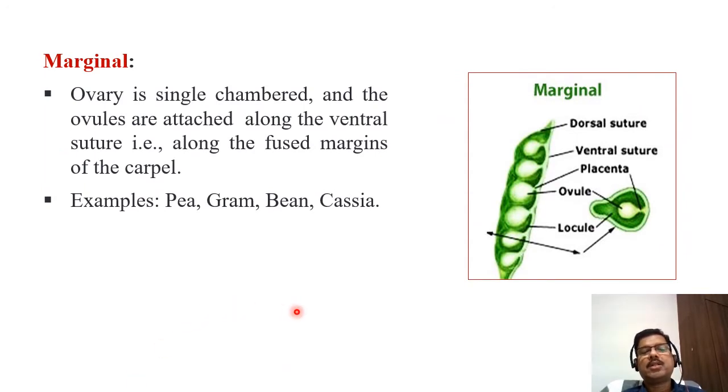The first one is the marginal type. Here the ovary is single chamber and the ovules are attached along the ventral suture, along the fused margins of the carpel, as in the case of pea, gram, beans, etc. This is the longitudinal section and this is the transverse section. This is the dorsal suture, and this is the ventral suture to which the ovules are attached.